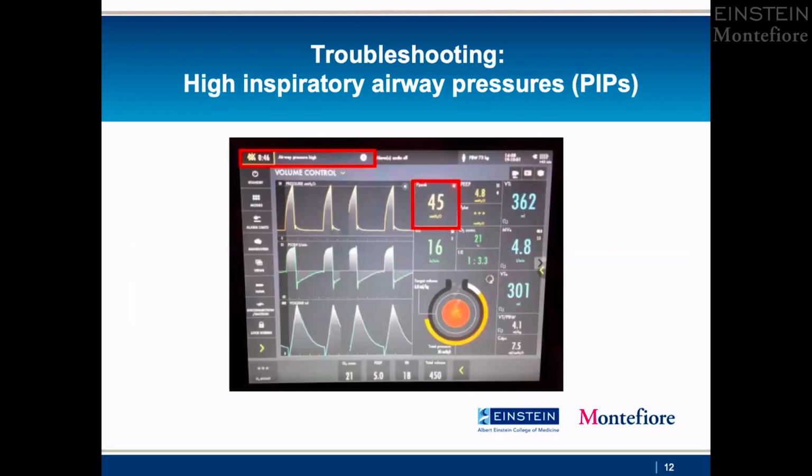Now let's troubleshoot a few scenarios. One of the most common alarms to go off on the ventilator is this one. Peak, or the peak inspiratory pressure, is elevated, and the ventilator screen will say airway pressure is high. Now what do we do?